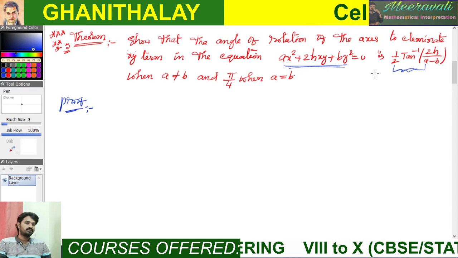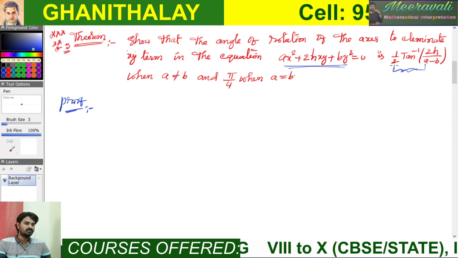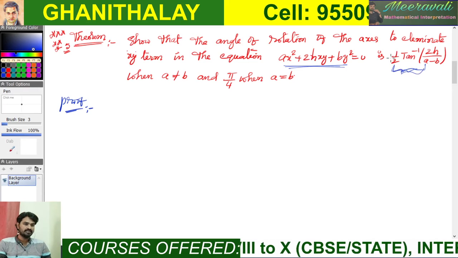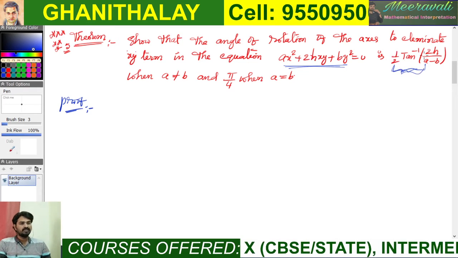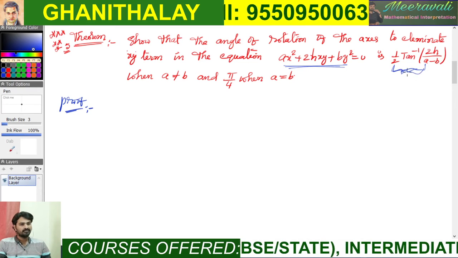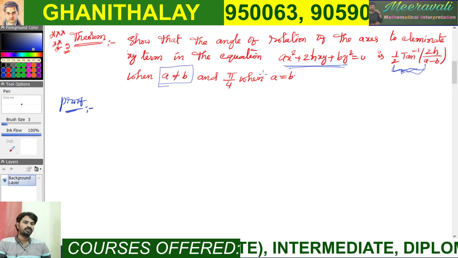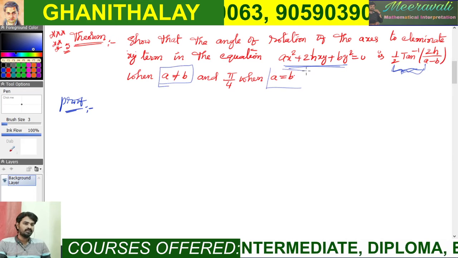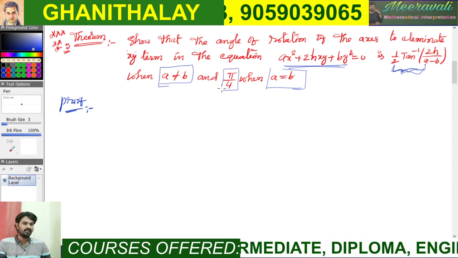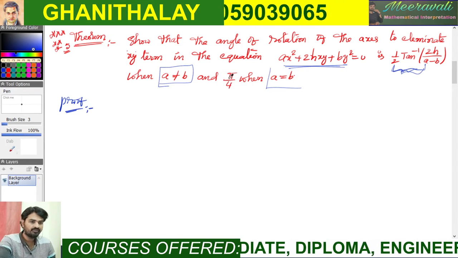Okay. So by using that concept, you should find the angle of rotation is 1 by 2 into tan inverse of 2h by a minus b. This answer is when a is not equal to b. If a is equal to b, now you can show the angle of rotation as pi by 4. Okay.